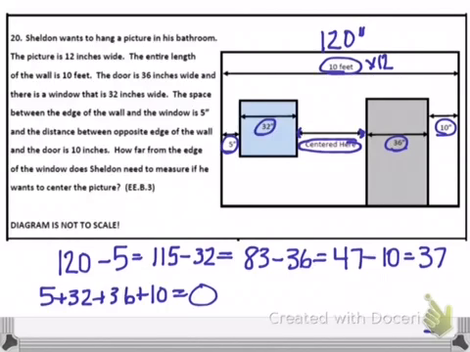So when we take those numbers and we get the 37, then that's where we can start looking at how we're going to center that. And again, guys, remember when we center, we're going to take the distance left, and we said that that was going to be 37 inches. And it says, how far from the edge of the window does Sheldon need to measure if he wants to center the picture? So if I take the 37, that distance, and divide it by 2, then you will end up with 16.5 or 16 and 1/2.